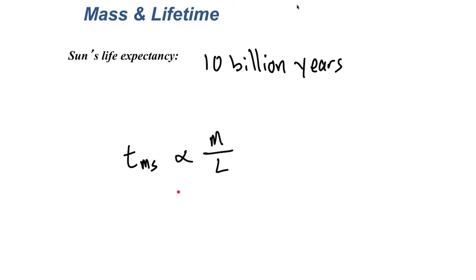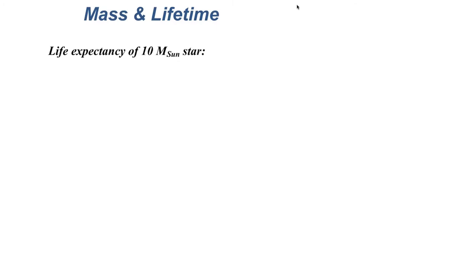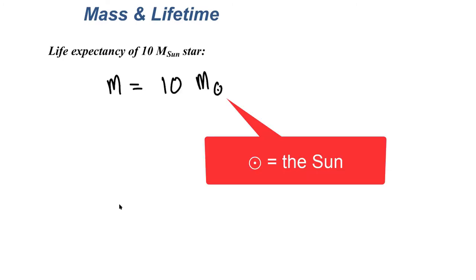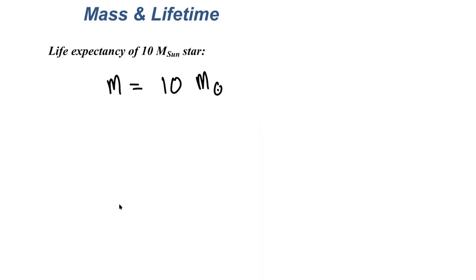Let's do some calculations then. Let's say a 10 solar mass star. How long do we think a 10 solar mass star is going to live? Well, we know it has 10 times more mass than the sun. But what is the luminosity of a star that is 10 times more massive than the sun?